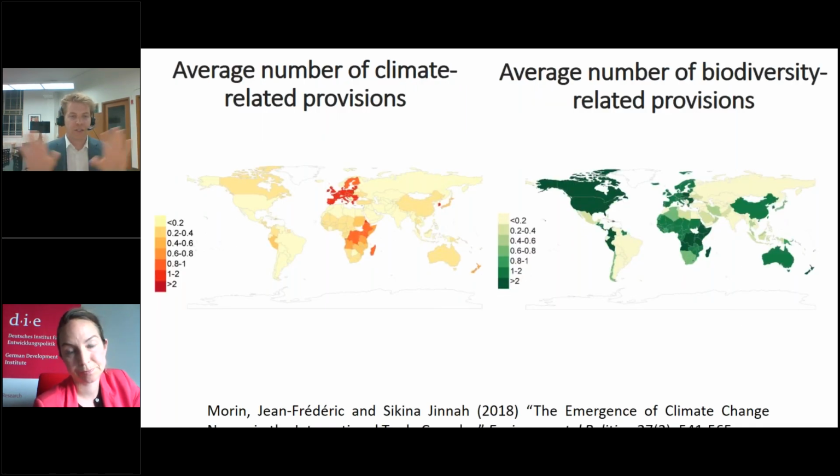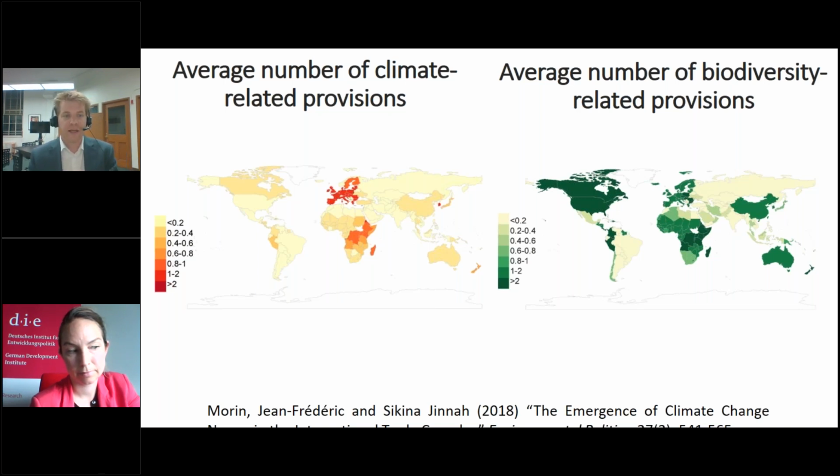But despite this convergence, there are still significant differences, especially in the type of issue areas that are being addressed. The US will include several provisions related to deforestation and biodiversity. So the US ranks pretty high in terms of the number of biodiversity-related provisions per agreement. The US does not rank particularly high in the number of climate-related provisions per trade agreement. The EU, on the other hand, is quite a leader in the introduction of climate-related provisions in trade agreements.